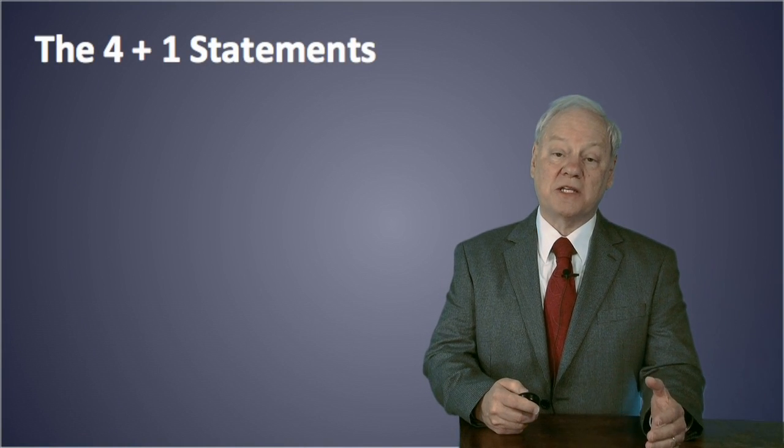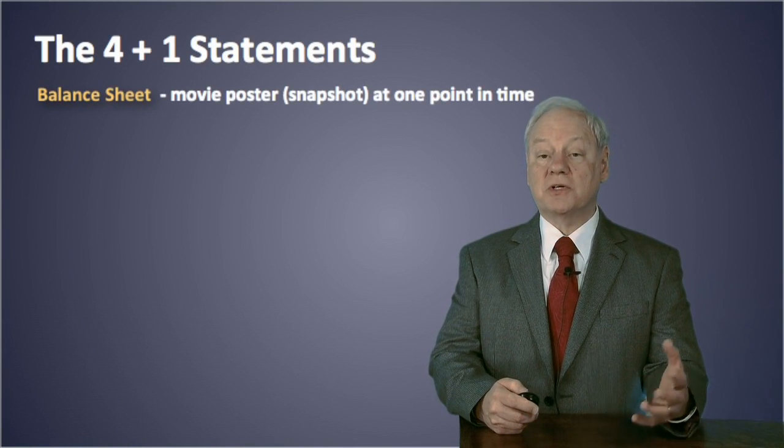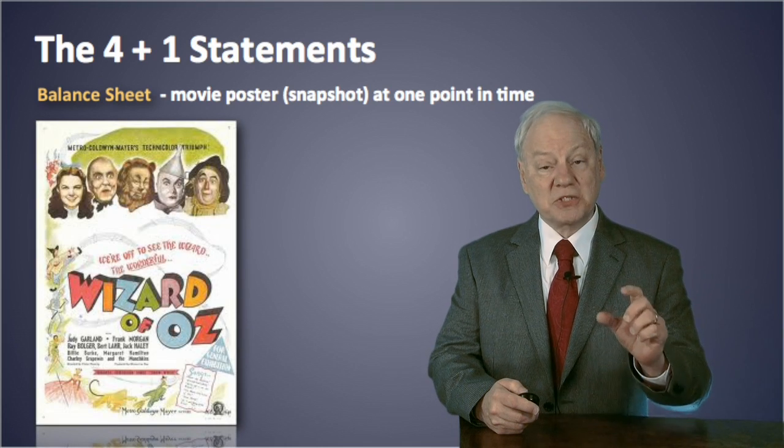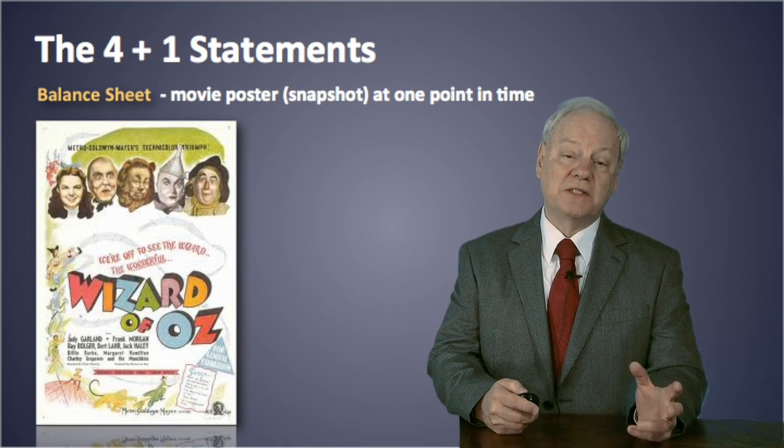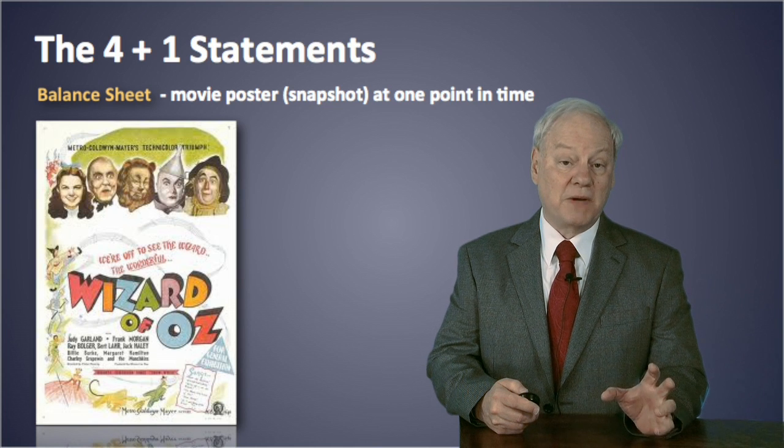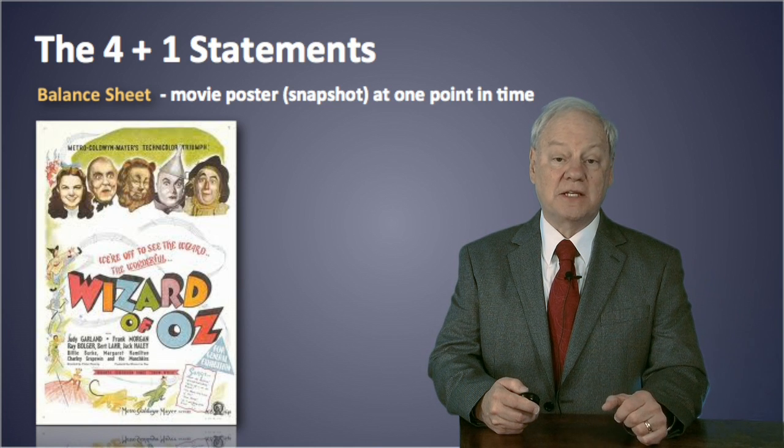So we said that there are 4 plus 1 statements. First of all, we talked about the balance sheet. That's kind of like a movie poster or a snapshot of what went on. It's a picture at one point in time, and there'll always be a date on the balance sheet, and that balance sheet is only really accurate as of that date.